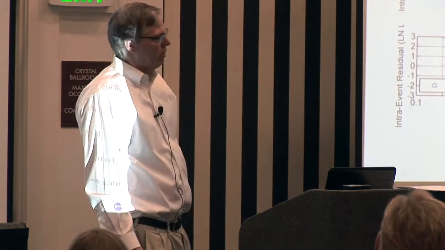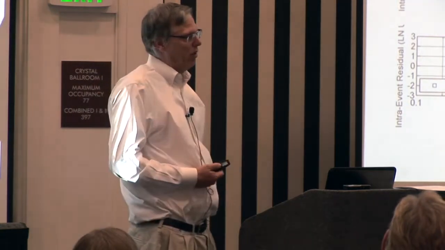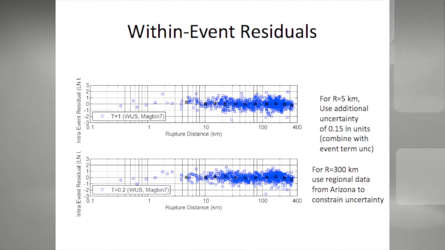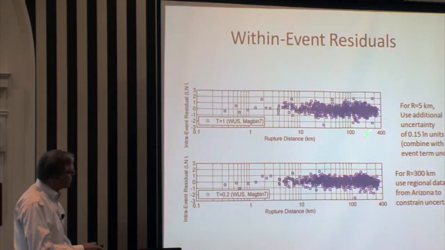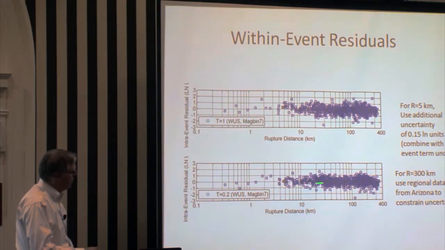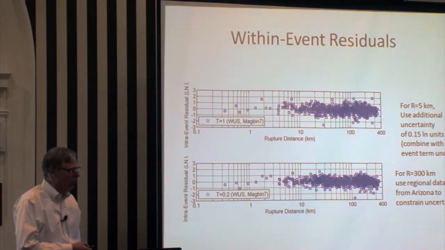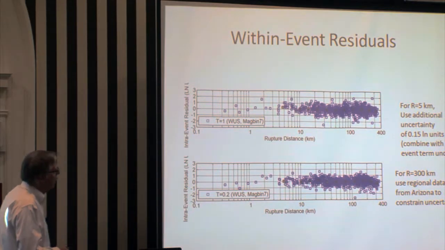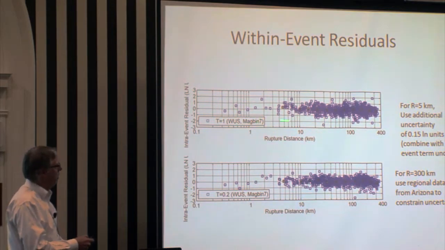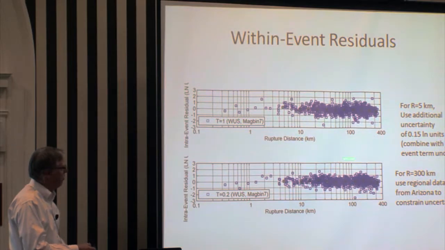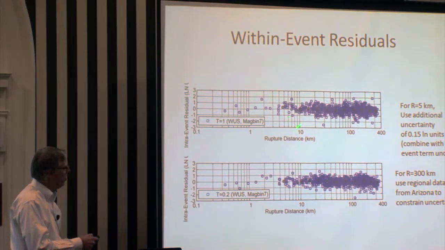If we also look at what's happening at short distances, so if you want to bring it back to 5 kilometers, this is the data in the western US, our within-event residuals, and this is our magnitude 7 bin, so 7s and larger. The average residuals are shown here, but within 5 kilometers, this is the data that we have to work with. There are about 15 to 20 recordings at less than 5 kilometers. If you use that number of recordings and its standard error, you get an additional variability of about 0.15 natural log units in this range.